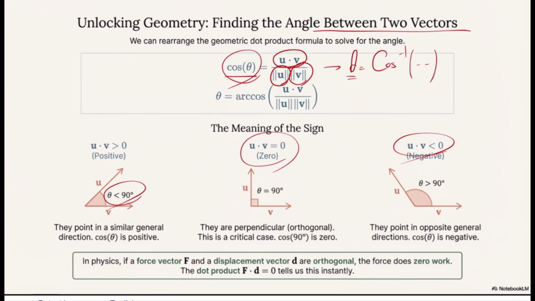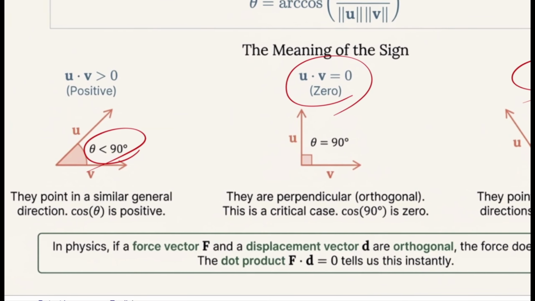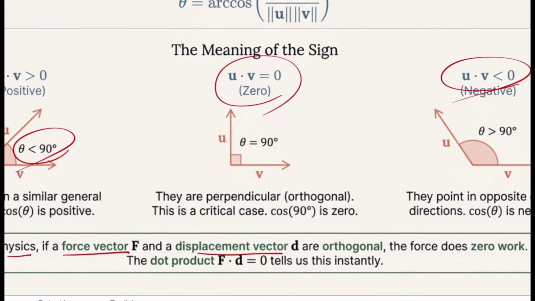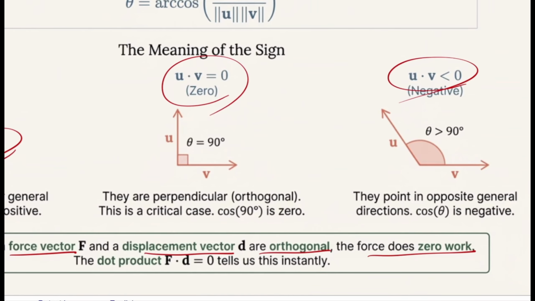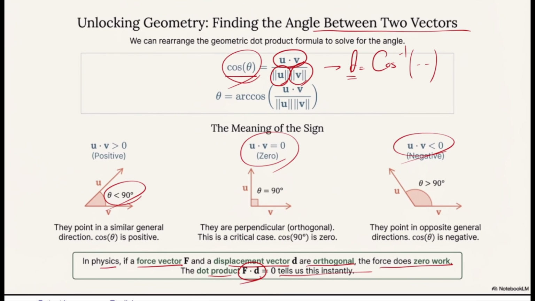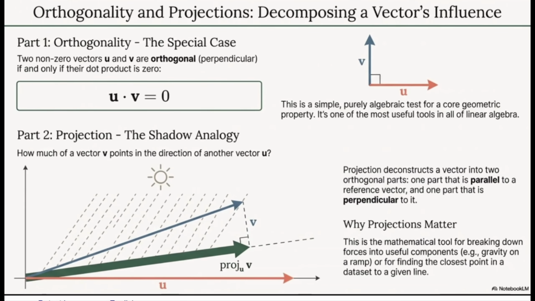For instance, about the perpendicular, in physics, if a force vector and a displacement vector are orthogonal, it means that the force does 0 work. It means that the dot product of f times d is going to tell us the whole story, right? So we just learned something about the angle and how we can use the sign in order to predict the condition. Let's talk about orthogonality and projection.